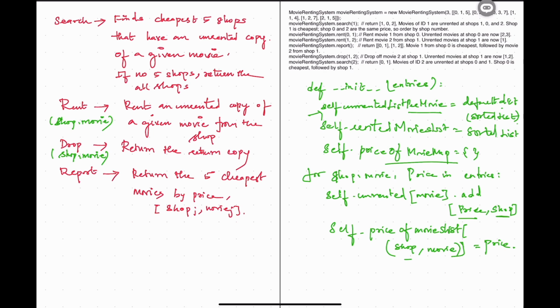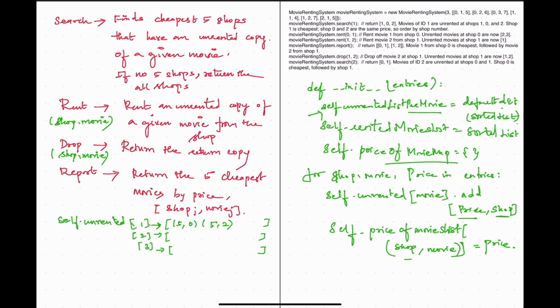Now, in unrented, we will have all the movies we have till now, 2 and 3. This is a sorted list, and each movie will have one sorted list. Got it? Now if you see, one movie has 2, but both prices are 5, so we'll have 5 comma 5 comma 2. Movie 1 is owned by shop 2 and shop 0 at the rate of 5.